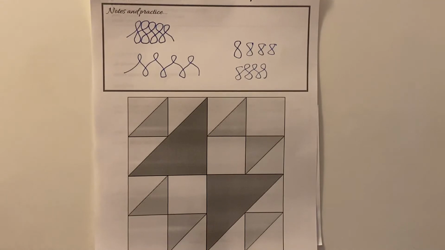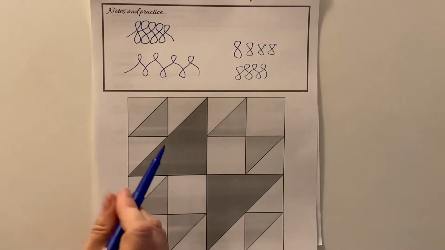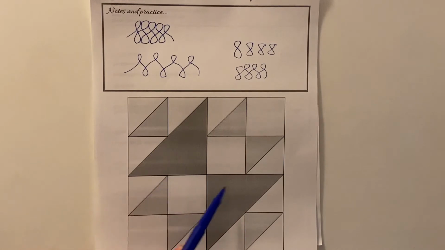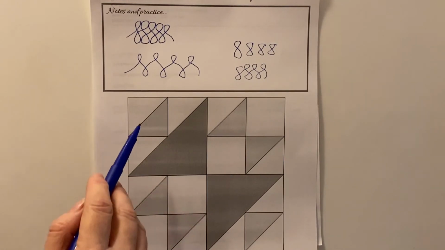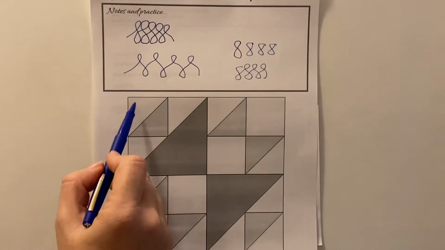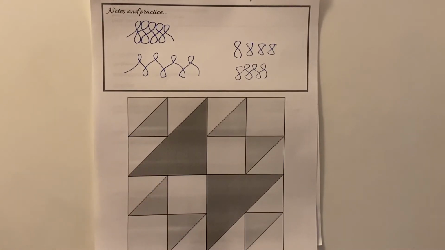And as I have done in previous videos, I'm going to focus on the dominant parts of this block, what I consider these shaded half square triangles, and we'll see how it goes. You can play around with any other motif you want to practice in those what are considered background areas.